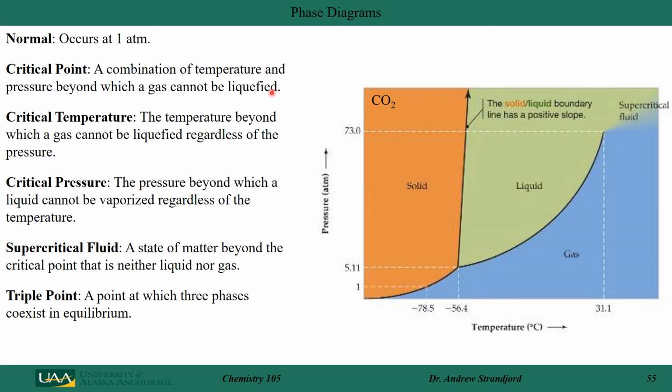How about the critical point? The combination of temperature and pressure beyond which a gas cannot be liquefied, that's going to be up here. That's the critical point. The critical temperature is going to be 31.1. The critical pressure is going to be 73 atmospheres. The supercritical fluid region, again, is going to be up here in this region right here. And the triple point will be right here at a pressure of 5.11 atmospheres and minus 56.4 degrees Celsius.